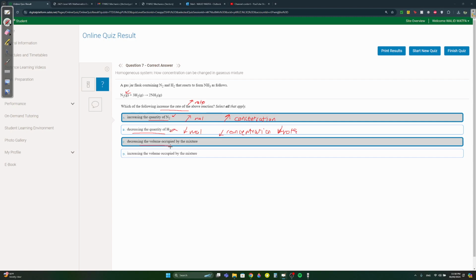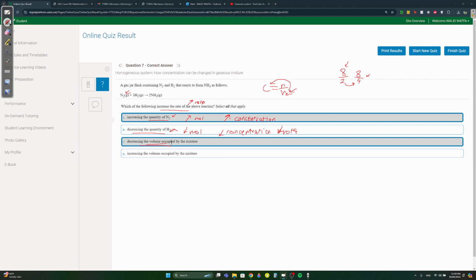Decreasing the volume occupied by the mixture. But why do you want to decrease the volume? Listen, C equals n over V. If you decrease the denominator, that means your answer will be larger. For example, 8 divided by 2, 8 divided by 4. Let's say I'm starting with 8 divided by 4. Which is bigger, 8 over 4 or 8 over 2? Of course 8 over 2, because you're dividing by a smaller number. If you're dividing by a smaller volume, then your concentration will be higher.